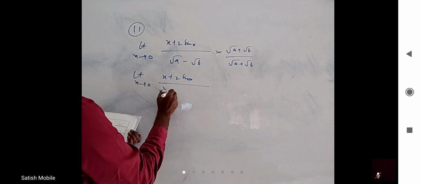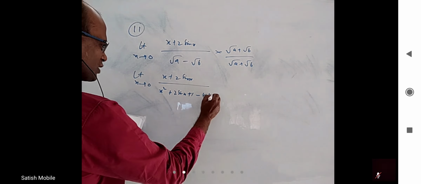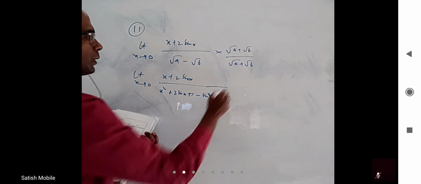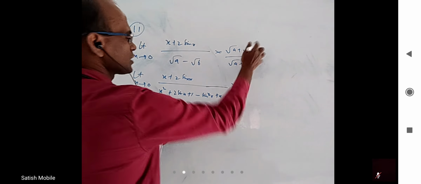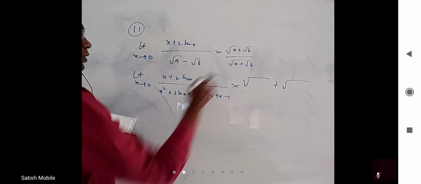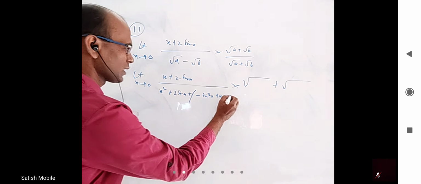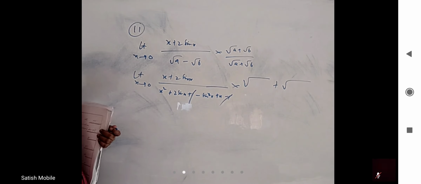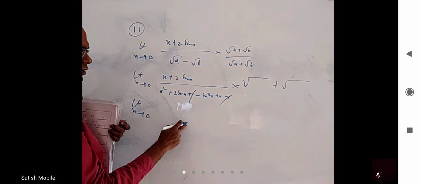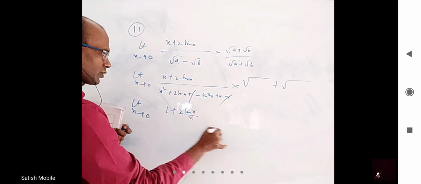X square plus 2 sin x plus 1 minus sin square x plus x minus 1, into, this is done, and this will be left with root of something plus root of something. You know what is that? What is happening here? 1 and minus 1 are getting cancelled. Limit x tends to 0. I am going to divide with x everywhere. When I divide with x, it will become 1 plus 2 sin x by x.